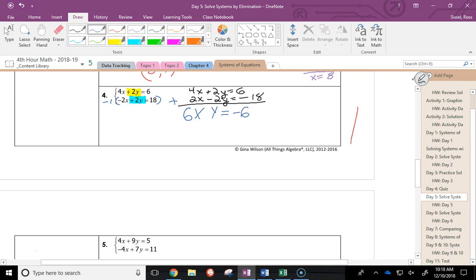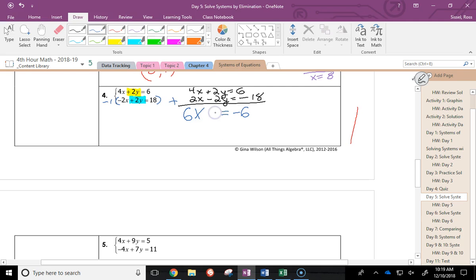Keep solving. But what's 2y minus 2y? 2y minus 2y is 0y. So you won't have any y. If you put a y there, that looks like it's a 1y. That's right.